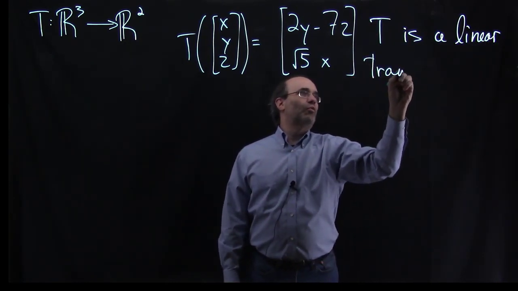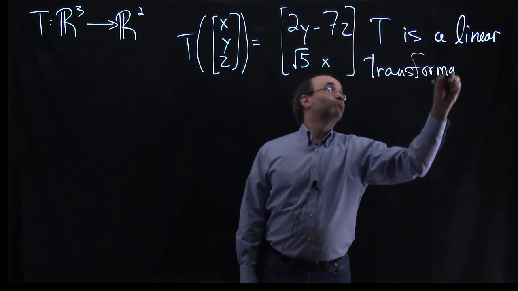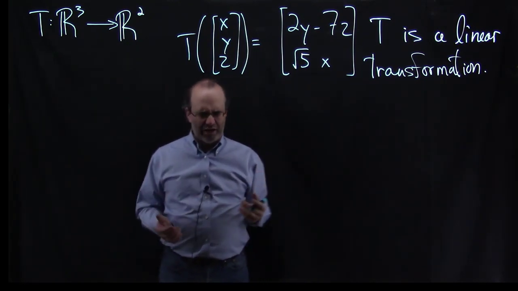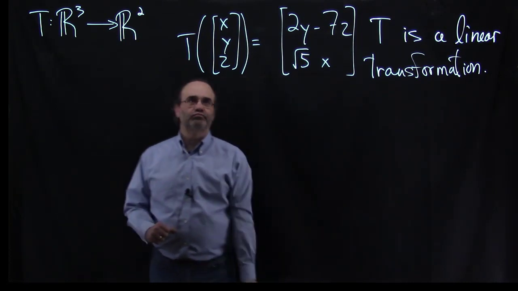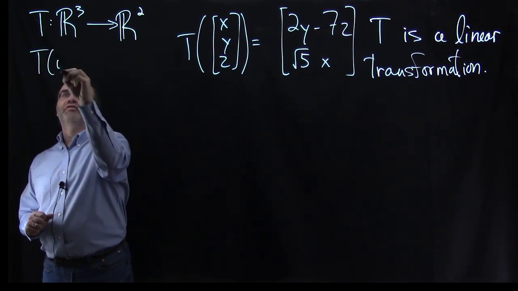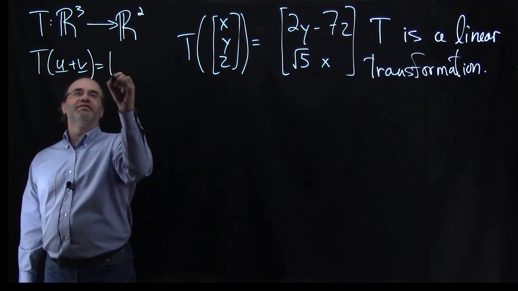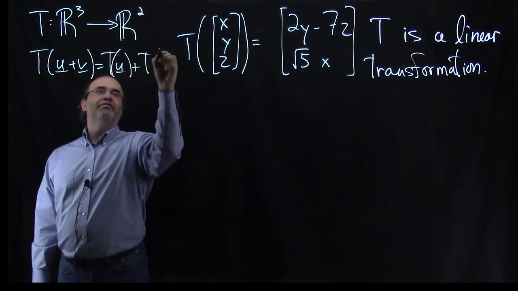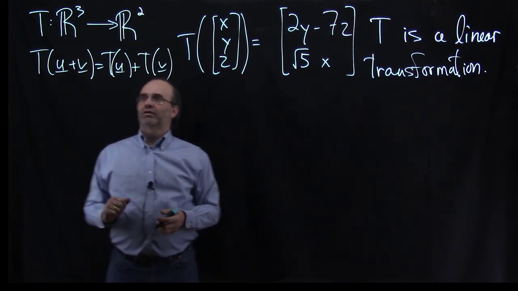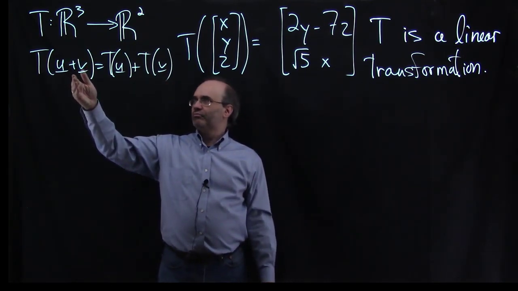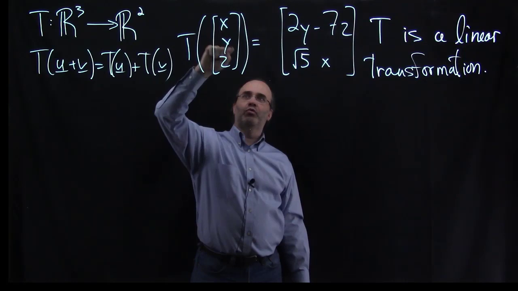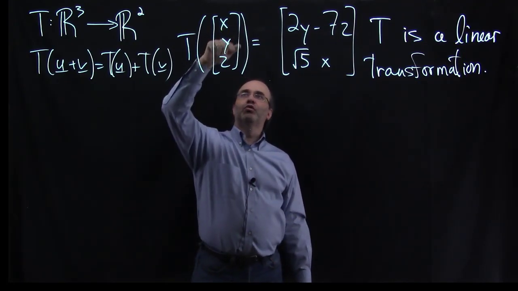I want to prove this using the first axiomatic definition. Again, we need to check two conditions. First we want to check that T of (u plus v) equals T of u plus T of v, for all vectors u and v in R3. I'll write these vectors explicitly. Since I have two, I'll use x1, y1, z1 as coordinates for u, and x2, y2, z2 for v.